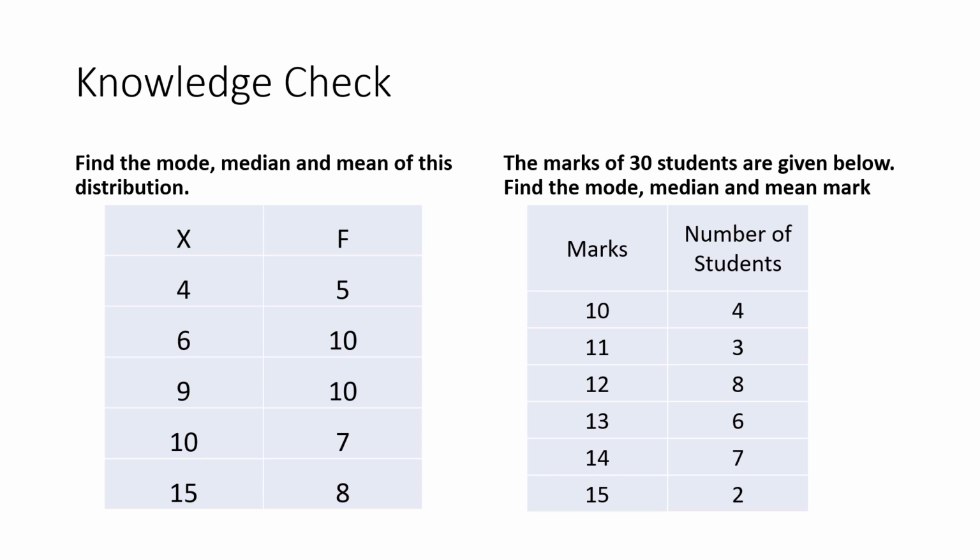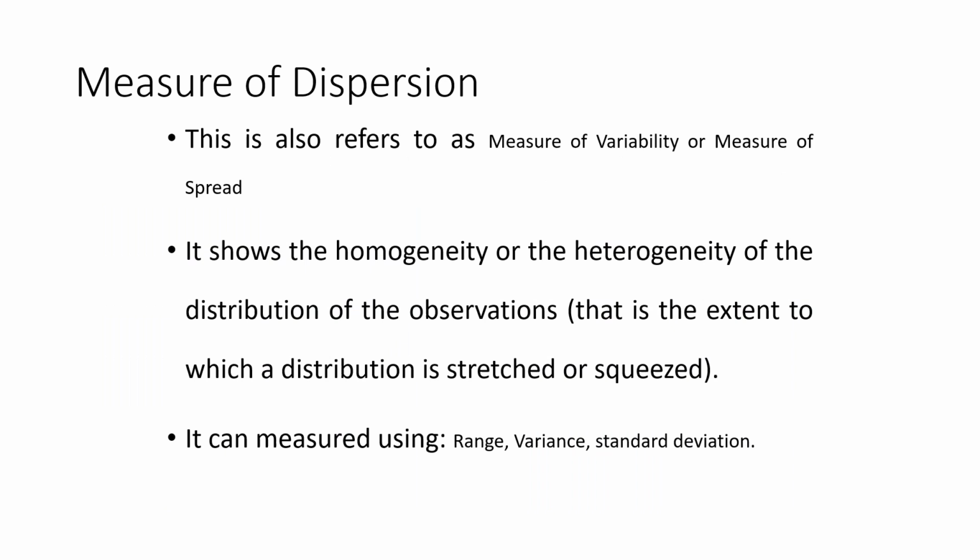Having looked at this, we want to quickly look at measure of dispersion. While measure of central tendency talks about getting the number at the center, a measure of dispersion, which is also referred to as measure of variability or measure of spread, shows the homogeneity or the heterogeneity of the distribution. That is the extent to which the numbers are squeezed together or stretched. Given a set of numbers, how well are they revolving around the center? Are they scattered around the center, or are they very close to the number at the center?